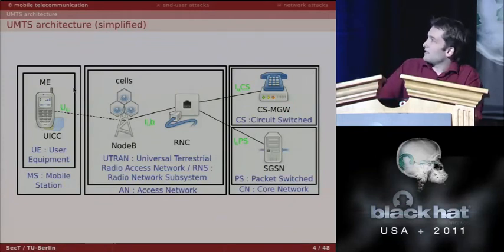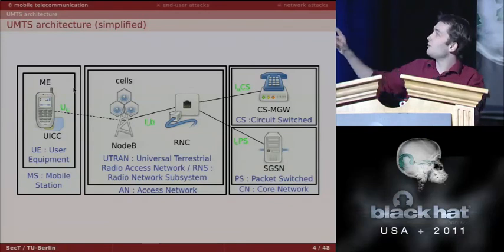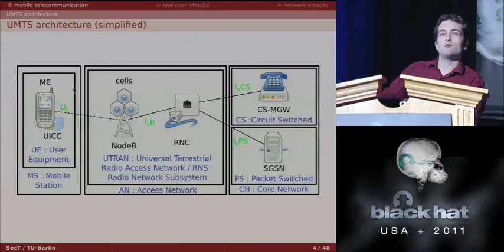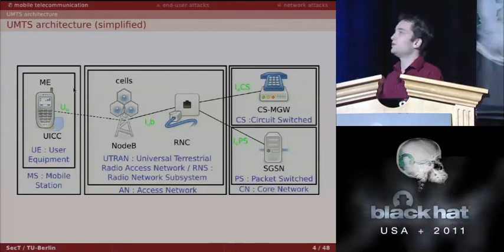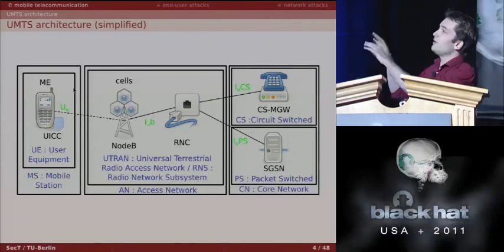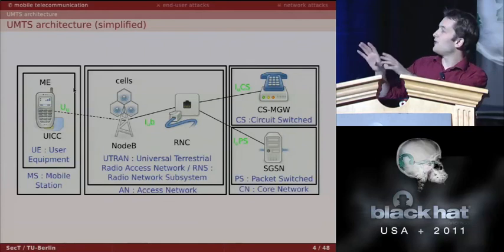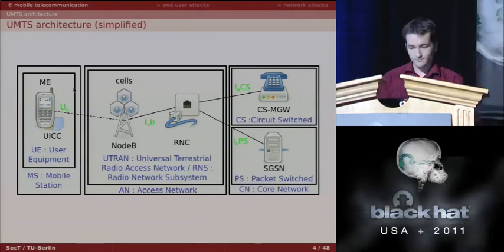On the left side, we have the mobile station. That's the normal mobile phone. It connects to the node B, the antennas you see on the roofs and everywhere. The node B is controlled by the RNC, the radio network controller. And the RNC also links to the core network. And the core network is where all the calls, all the data traffic, and so on is routed. So that's really the most important part in telecommunication routing. The access network only binds the mobile station to the core network.